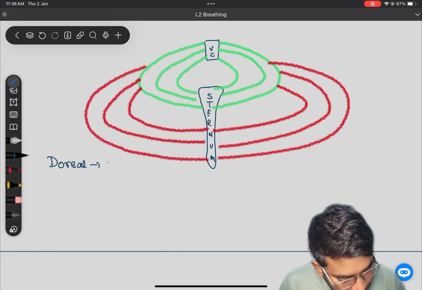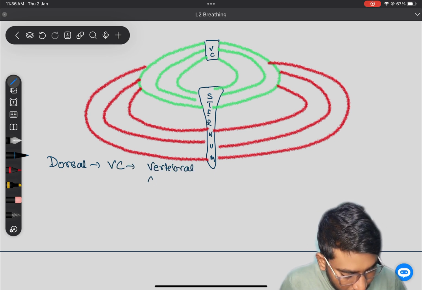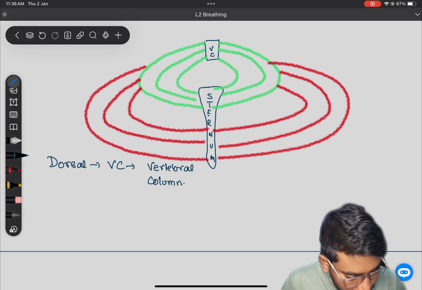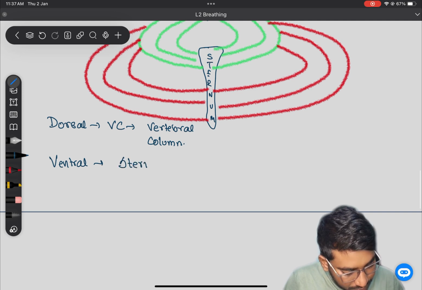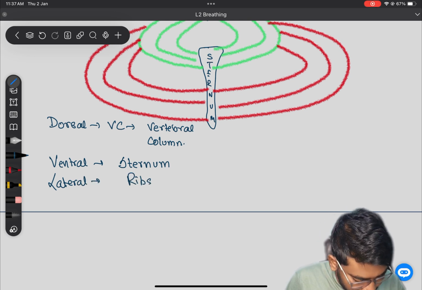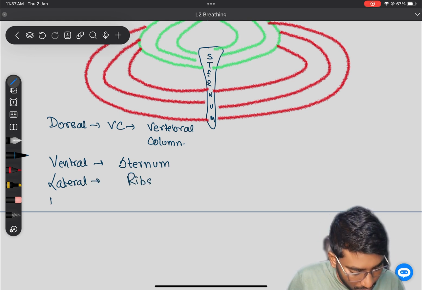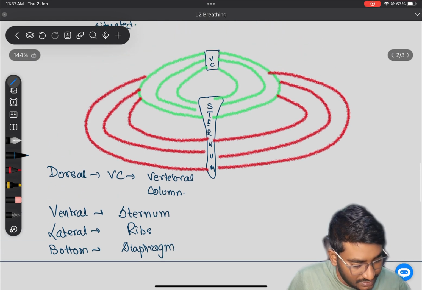Dorsal, that is the vertebral column. Ventral, that is on the front side, consists of the sternum. Lateral consists of ribs, and the bottom consists of the diaphragm. Okay, now these are the ribs.